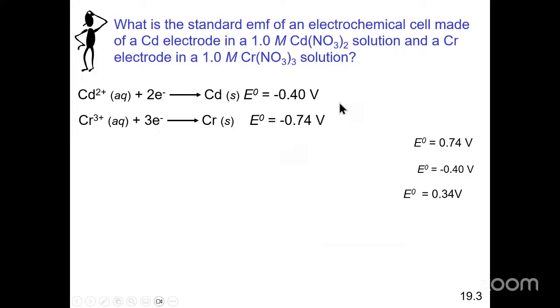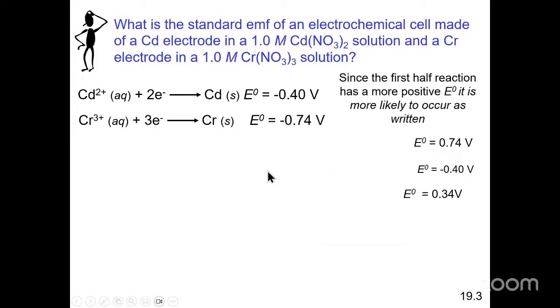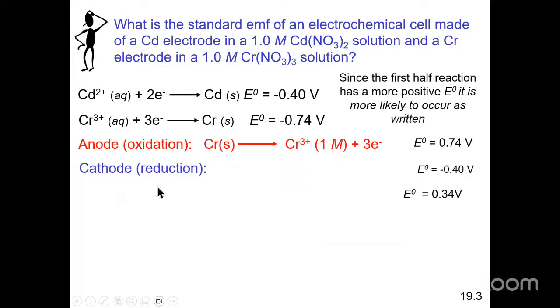Now, based on what we learned earlier, the higher the standard EMF value, the more likely that half reaction will occur as written. So when you compare these two, the one that is higher in value is this one, minus 0.40 volts. Therefore, this reaction will occur as written, and this reaction will occur in reverse. As far as the oxidation is concerned, it's the chromium undergoing oxidation to form Cr3+, losing 3 electrons, and the reduction reaction at the cathode is this equation, which remains unchanged. So you just rewrite that there, all right?